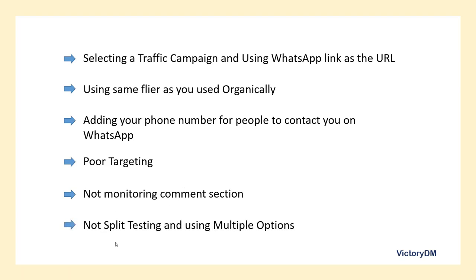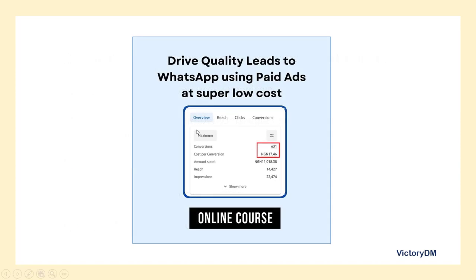And the last one is not split testing and using multiple options, right? People think, oh, I have a picture that I designed for my ad, let me start using this to run ads and magic will just happen. I'll just start getting crazy results, right? But in order to get crazy results, you need to have multiple pictures or videos for your ad, and you're going to test these things out to figure out the ones that will get you better results. So you need to always be split testing and using multiple options, right?